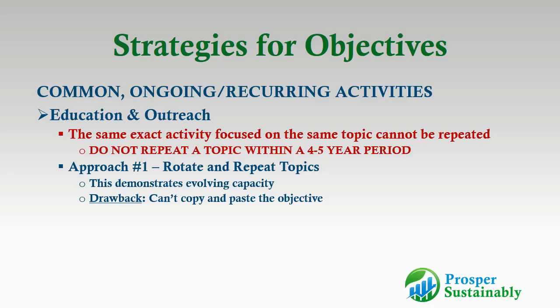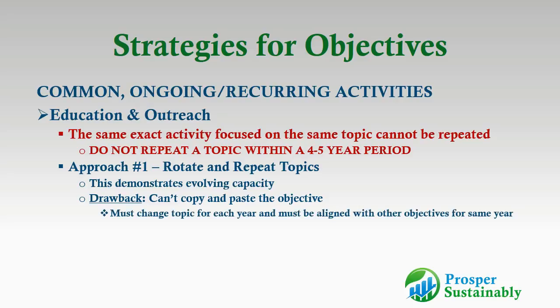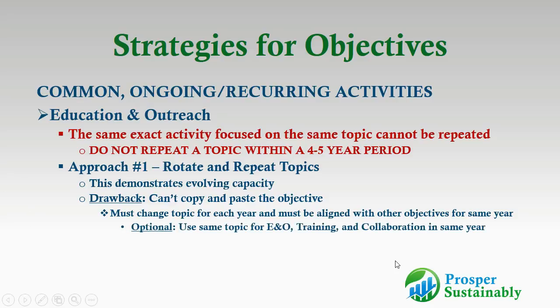The one drawback with this is that you need to specify what topic is going to be incorporated into your ETEP strategic work plan, and you can't just copy and paste the objective. So you must change that topic each year, and then that topic must align with the objectives for the same year. So it takes a little more work to specify the topic, and if you have multiple topics, it may ultimately just be a little more complicated, may require a little more work.